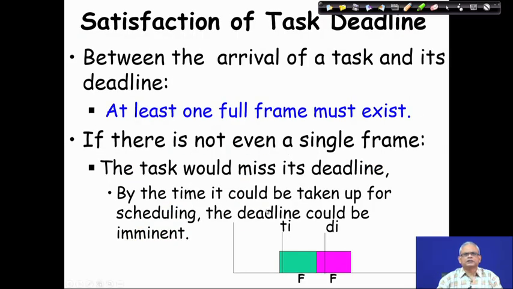Now, let us look at the third condition, which says that the frame size should be chosen such that every task deadline must be met. So, let us see what is the implication of this condition. Let us say we have the frame boundary starting at this point. Now, let us assume that after a delta time, the task instance T I arrived at this point.